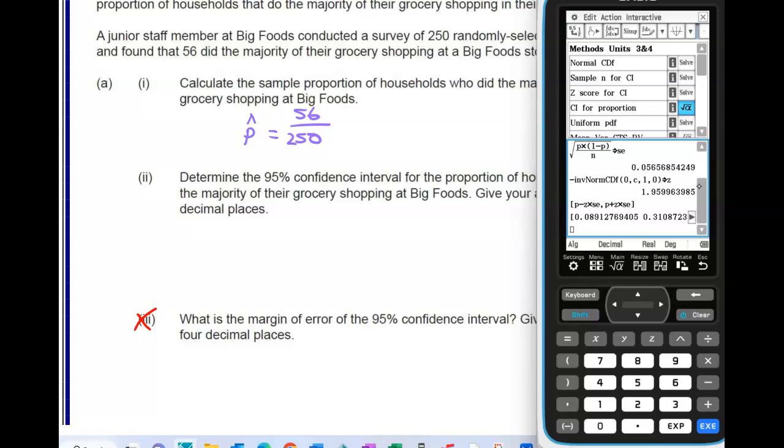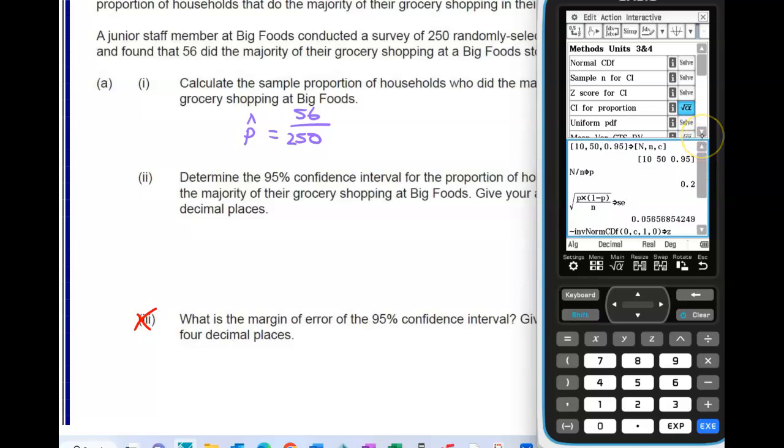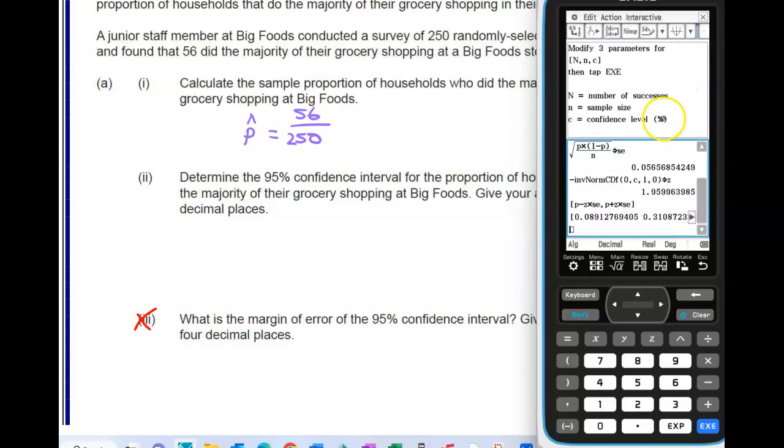But it's got this whole thing. What we've got to do is go back up to the top. If you're not sure or you forget, you can press that little I button next to the CI for proportion, and it'll give you some information to help you. I'll just tap that so you can see what I mean. It reminds you there are 3 numbers we've got to put in: capital N is the number of successes, lowercase n is the sample size, and C is the confidence level.